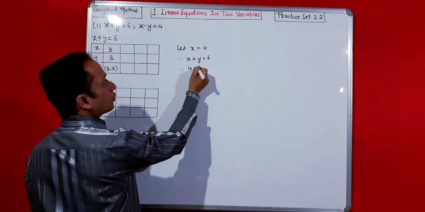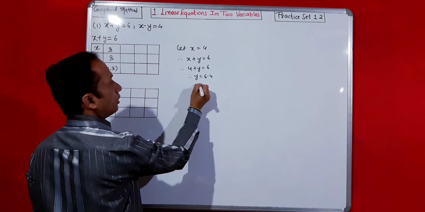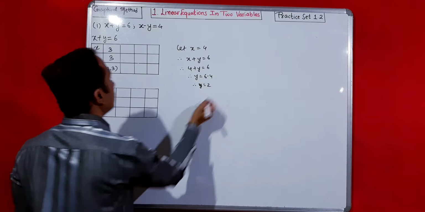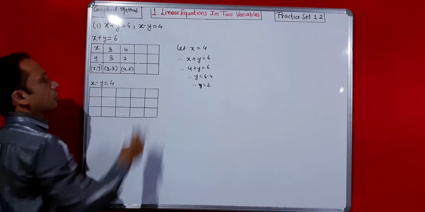Therefore 4 plus y is equal to 6. Therefore y is equal to 6 minus 4. So y is equal to 2. Okay, so 4 and 2. This is the second value.